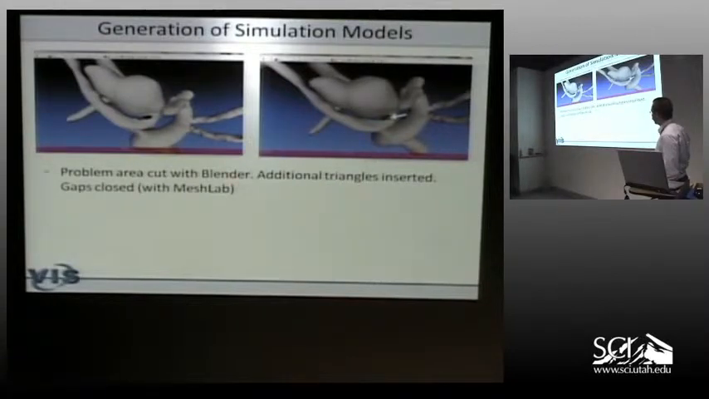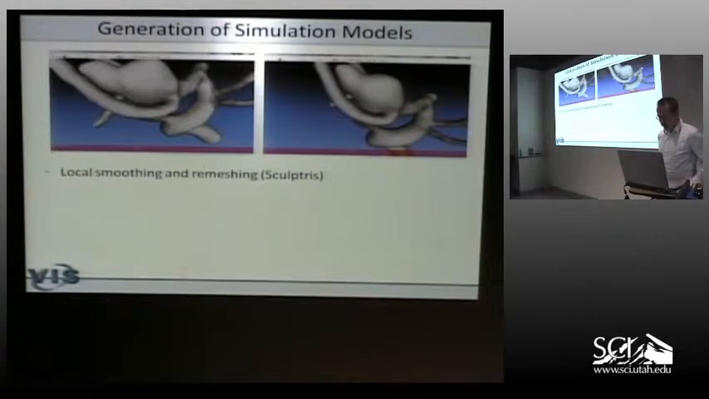Blender is one of the tools we used in order to increase the distance here, which was necessary, that is the color-coded region here, and also to enlarge these side branches. Some gaps occur in this process, and MeshLab is a tool which is quite good in closing them. And we later have to smooth these regions and also to remesh them.